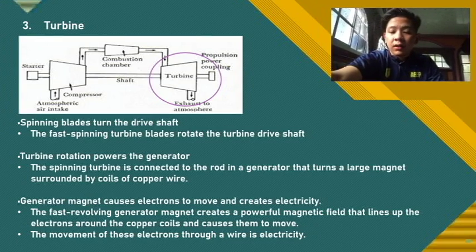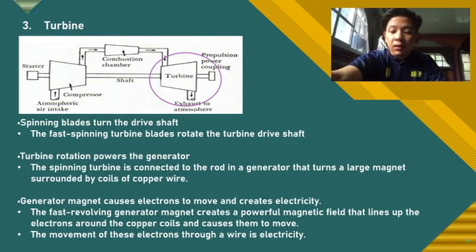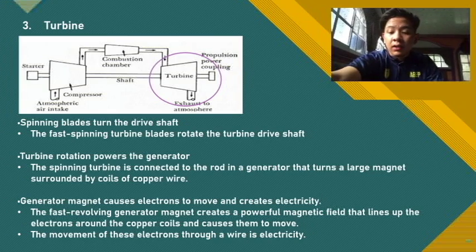The fast revolving generator magnet creates a powerful magnetic field that lines up the electrons around the copper coils and causes them to move. The movement of these electrons through a wire is electricity.